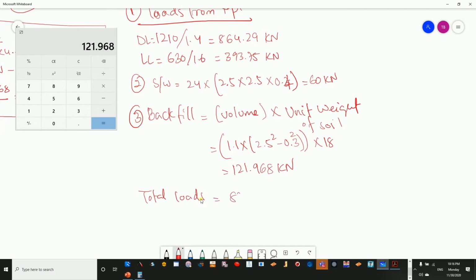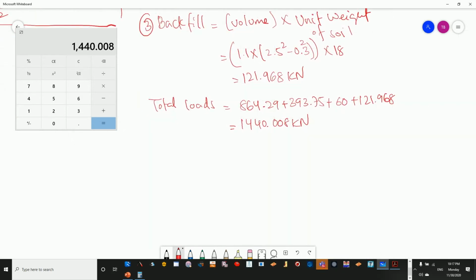Okay, so now when we add the total loads, we have 864.29 plus 393.75 plus 60 plus 121.968, and this is going to give you 1440.008 kilonewton.